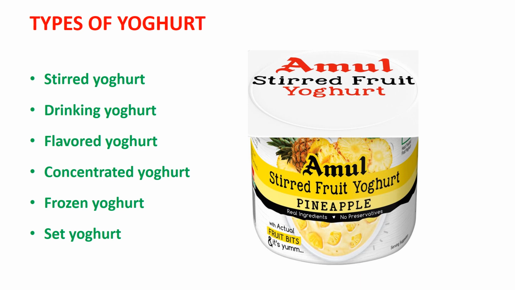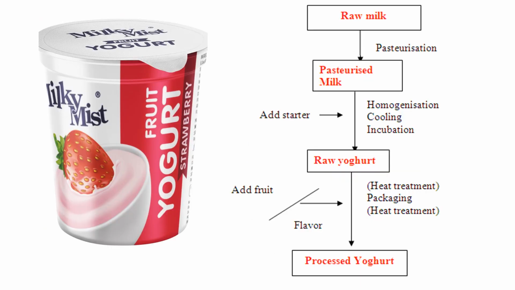Sometimes nowadays they are making fruit yogurt. In the milk itself, different kinds of fruits are added. So these are different kinds of yogurt. Here is the process for making yogurt.